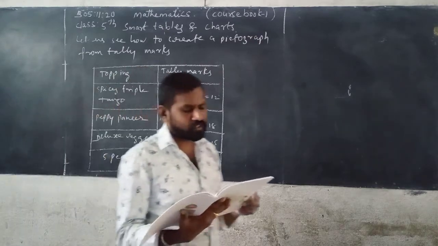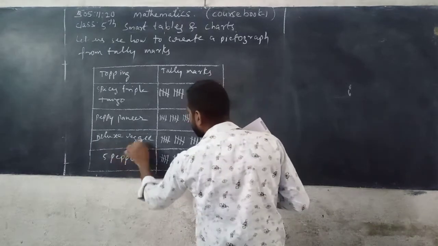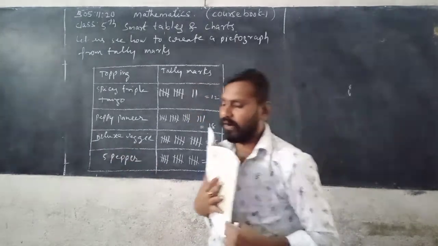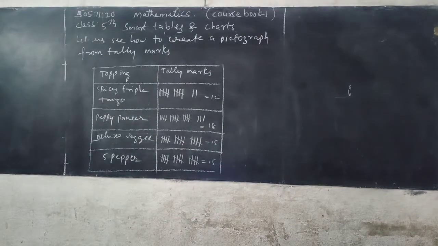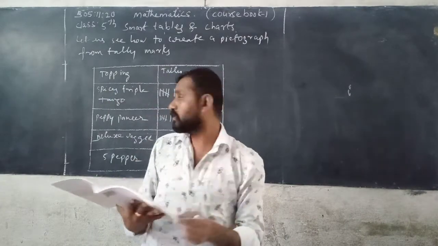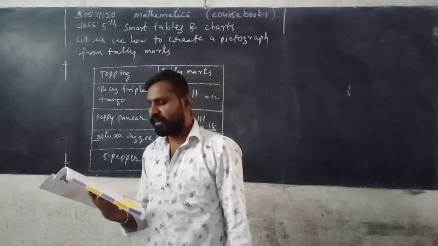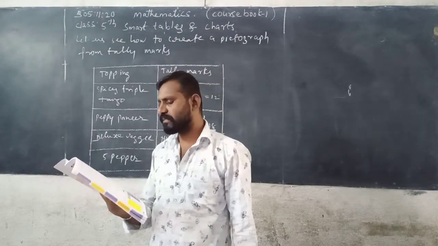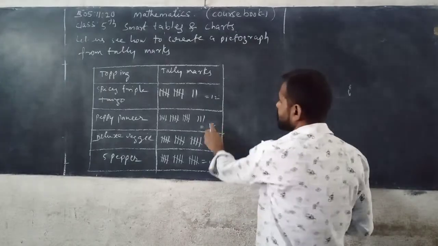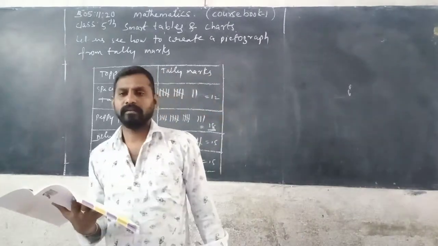Now next one is, which two pizza toppings have the same number of votes? See here, deluxe veggie and pepper. Now next, how many people have voted for pepper paneer as their favorite? See here, 18. Now next, which pizza topping has 6 more votes than spicy triple tango? This is pepper paneer. 18 minus 12, you get 6 more votes for pepper paneer.